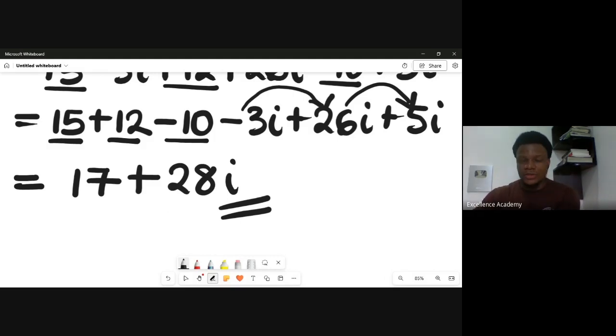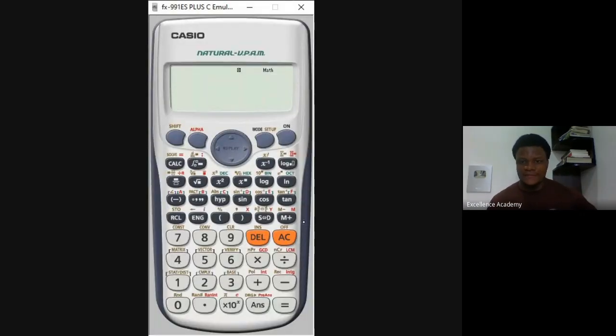17 plus 28i. All right, let's go straight to using our calculator to solve this. So we have this calculator. As usual, when it comes to solving complex numbers, your first task is to put the calculator in complex number mode. So how do you do that?